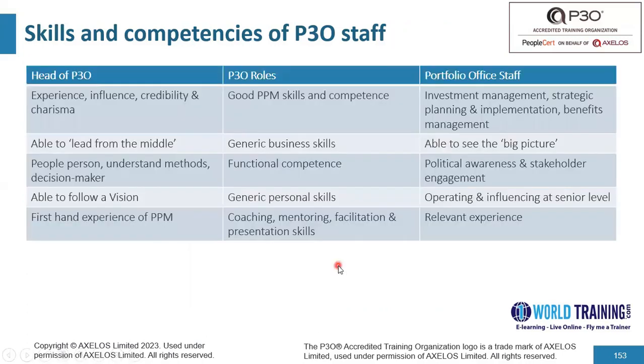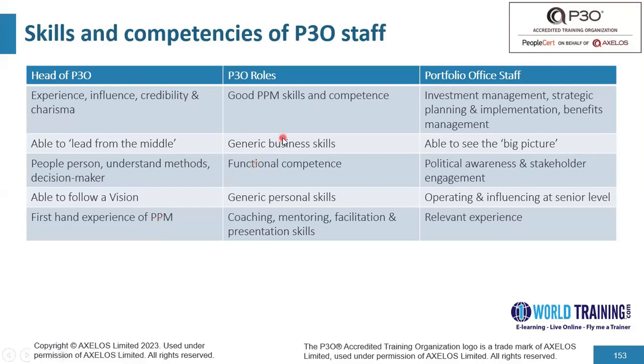Continuing on the skills and competencies of the head of P3O, the P3O roles, and portfolio office staff. We've got a tabular indication of some of the high-level skills and competencies required. The head of P3O should be experienced, should be influential, have credibility and charisma, should be able to lead from the middle, as we looked at earlier on, must be a people person, understand methods, decision making, ability to follow a vision, and first-hand experience of PPM. Well, that is not mandatory for this particular role, but it's good to have some experience in PPM.